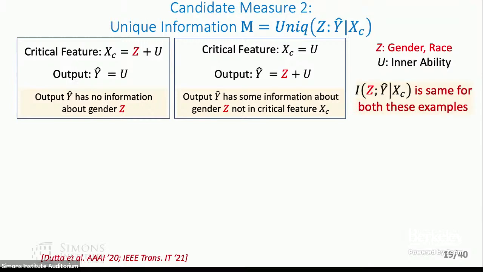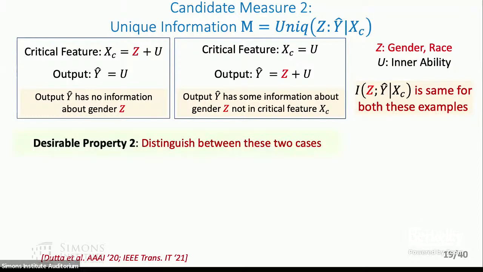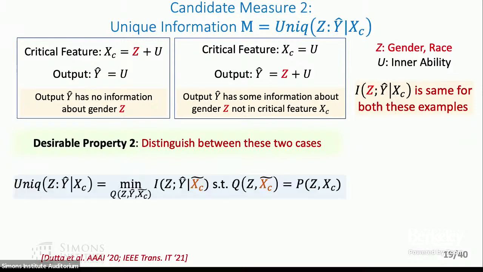But interestingly, conditional mutual information is the same for both of these examples. So conditioning only on the critical feature is not able to distinguish between these two examples. Whereas from a fairness point of view, we would like a quantity that is 0 in the first case, but not 0 in the second. And so this is the desirable property, that we want to be able to distinguish between these two cases. And this unique information measure enables us to do that.